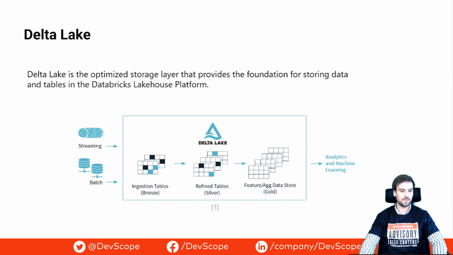Basically, you have got data entering in the stream or batch format, and inside the delta lake you have got three different layers. The first one, the bronze layer, where you've got ingestion tables, the silver layer for refined tables, and the gold layer for feature and aggregate data store, where we have got data ready to be ingested by analytics and machine learning processes.